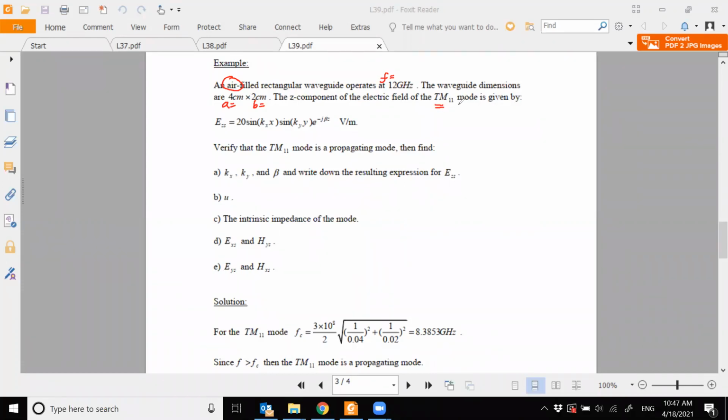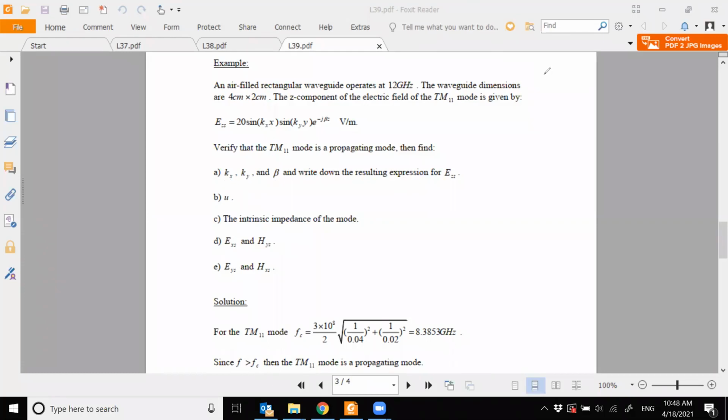So that means m is equal to 1 and n is equal to 1. This is the electric field component of the TM mode, which is Ez, given as 20 sin(kx x) sin(ky y) e^(-jβz). First we need to verify whether this mode, TM11, is propagating or not. Then we need to find kx, ky, β, and write down the resulting expression of Ez. Then you need to find the phase velocity, the intrinsic impedance, and the other components, very similar to what we did in the dominant TE10.